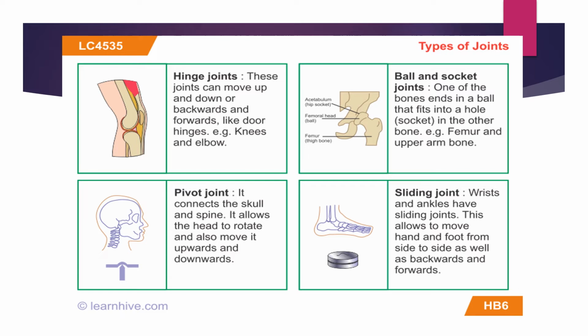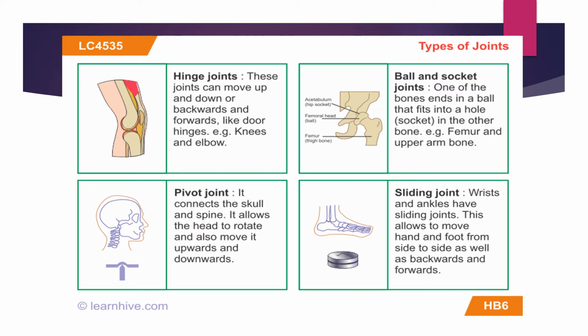Next is the pivot joint. The pivot joint is a joint between the skull and the first 2 vertebrae of the spine. We have already discussed what a vertebra is. A vertebra refers to a single bone of the spine. It helps to move our head upwards, downwards and sideways. In a pivot joint, only rotational movement is possible.